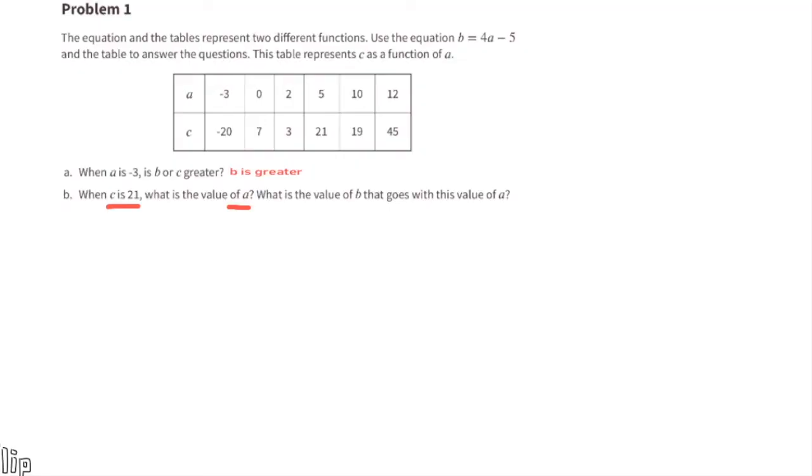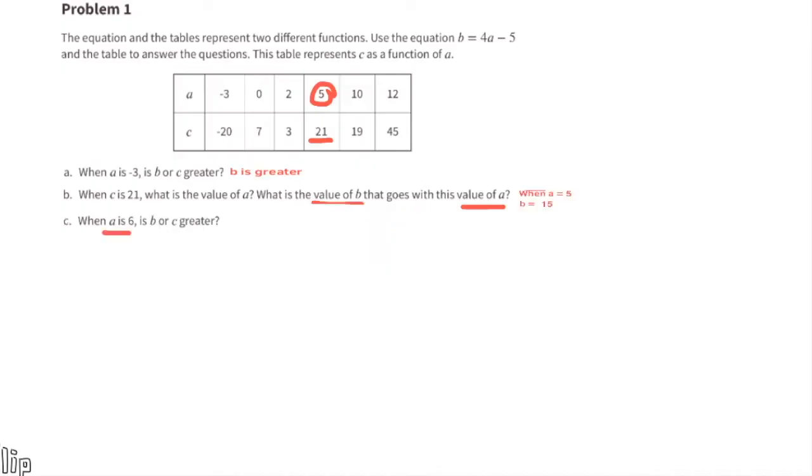B. When c is 21, what is the value of a? What is the value of b that goes with the value of a? Let's look at the table. In the table, when c is 21, a is 5. In this case, we can substitute the a with a 5. So the original equation reads b equals 4 times 5 minus 5. 4 times 5 is 20, and 20 minus 5 is 15. When c equals 21, a equals 5, and b equals 15.